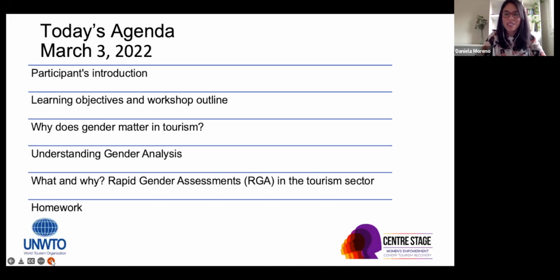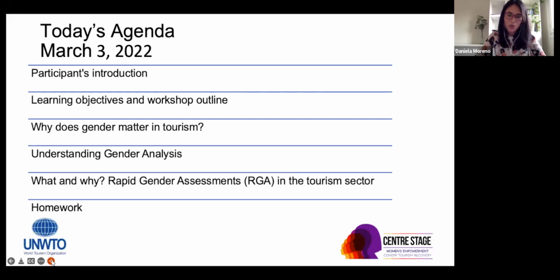Then we are going to answer the what and why of rapid gender assessment in the tourist sector. I'm going to give you some tips there. I'm going to explain to you the steps to be able to carry out a rapid gender assessment. And then I'm going to explain a beautiful homework. We are going to learn today the first instrument to be able to carry out a rapid gender assessment. I'm going to explain the first matrix that we are going to share in this workshop. So I think that this is going to be great.